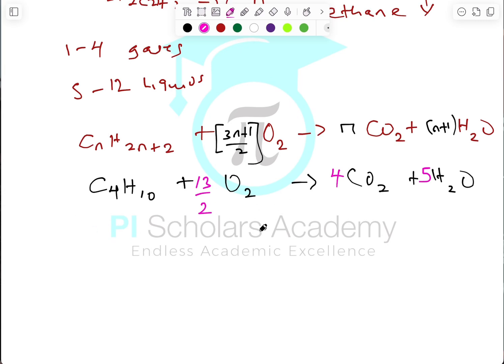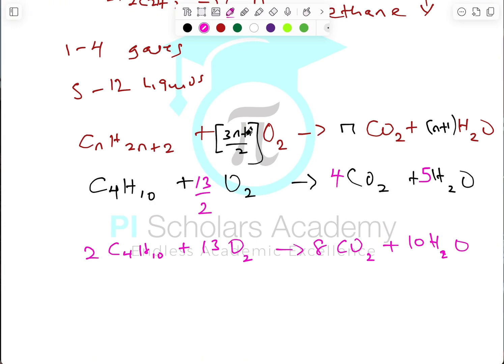You can balance it out by multiplying everything through by 2, since you don't want a fraction here. So you have 2 C4H10 plus 13 O2, giving 8 CO2 plus 10 H2O. But if you apply this formula directly, it will just give you the whole result.